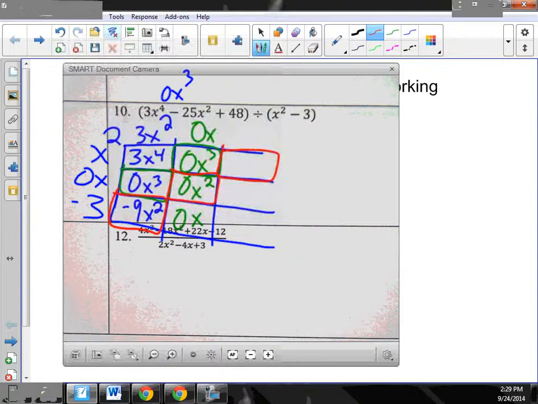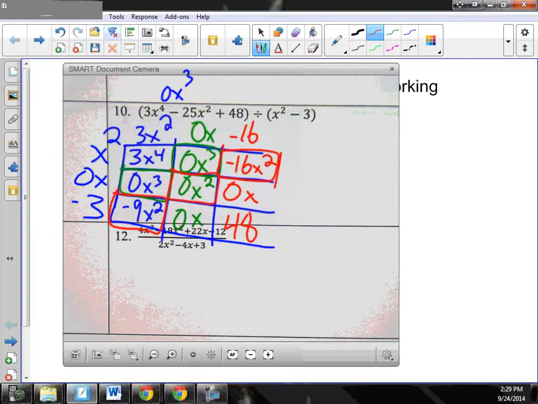Okay, so how do we get from negative 9 to negative 25? Minus 16x squared. So this would be a negative 16. Negative 16 times 0 is 0x. Negative 16 times negative 3. Is that 48? Man, none of these have remainders.